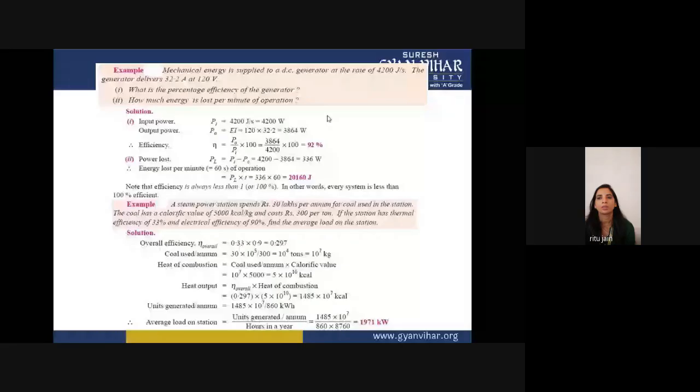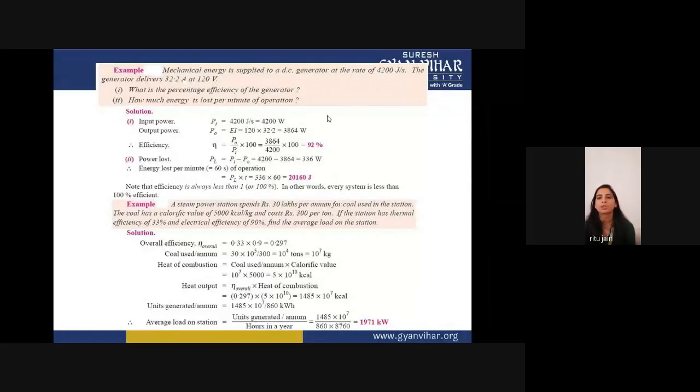So one is your input power. Input power is 4,200 joule per second. If you convert this joule per second into watt, you will get 4,200 watt. And output power P naught is equal to EI, that is equal to 120 into 32.2, which is 3,864 watt. And the efficiency eta is equal to P naught upon Pi into 100. So you can calculate the efficiency by this formula, and you will get 92%.